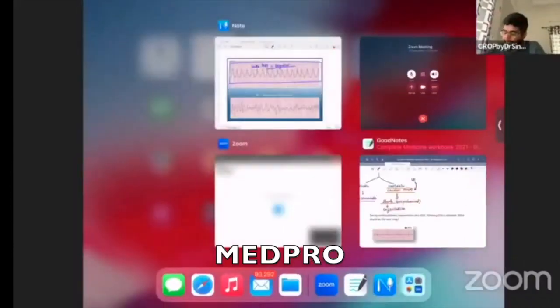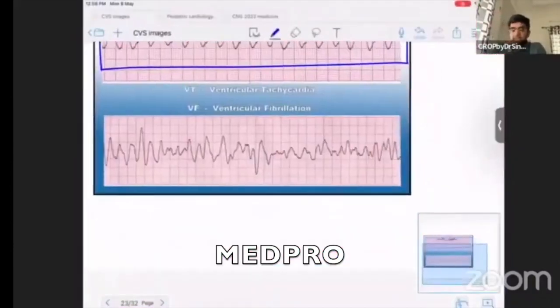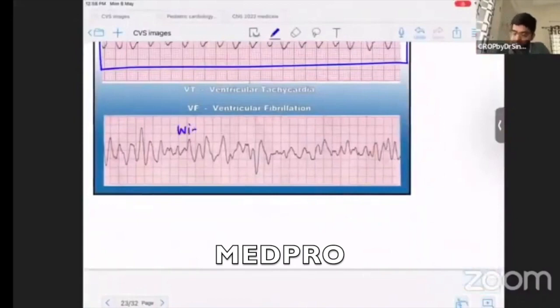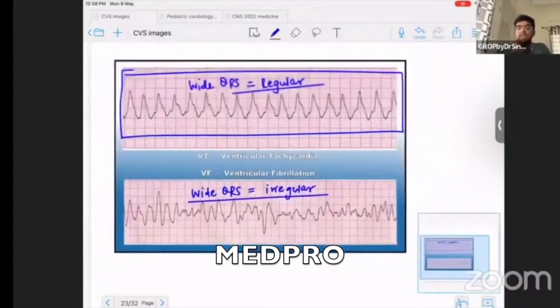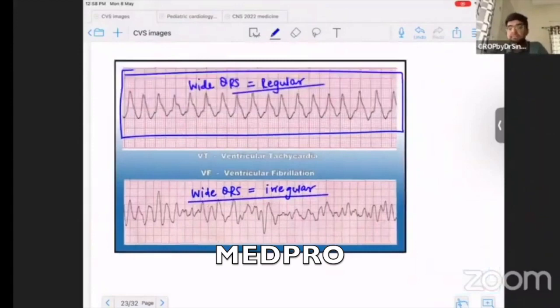So, can you see the ventricular fibrillation here? This is also wide QRS only. But do you see very clearly? It is an irregular one. Can you notice that? Compared to the previous one, you can see the rhythm is irregular. So, wide QRS, irregular rhythm, it is ventricular fibrillation. Please make a note of this.